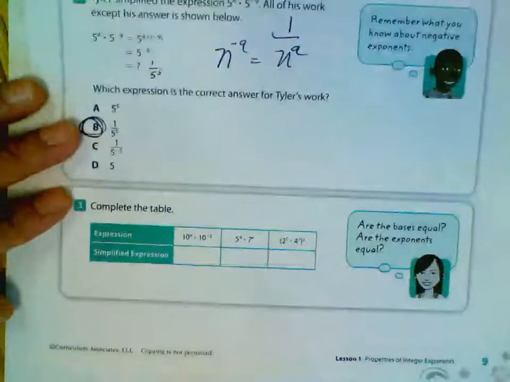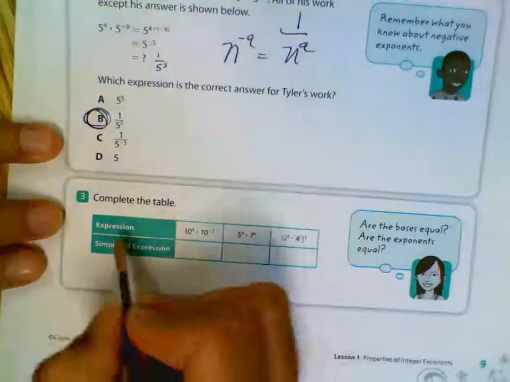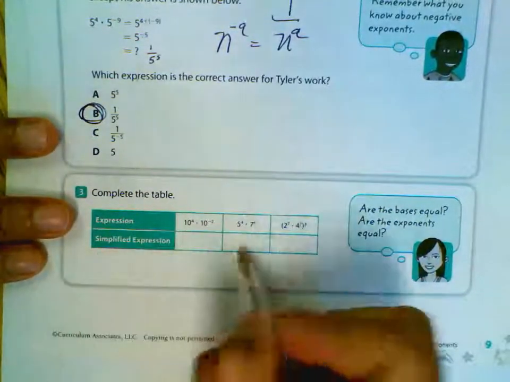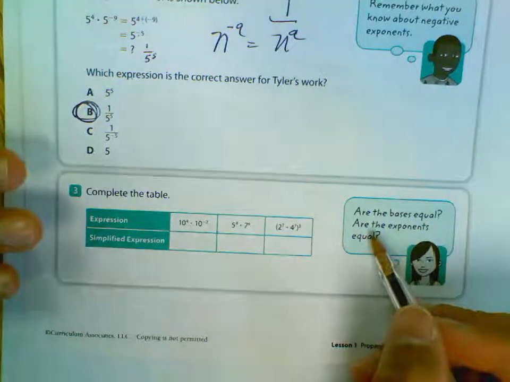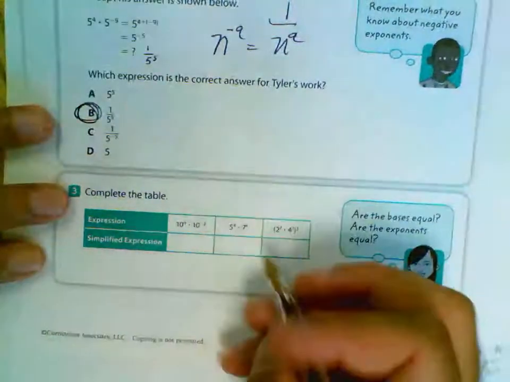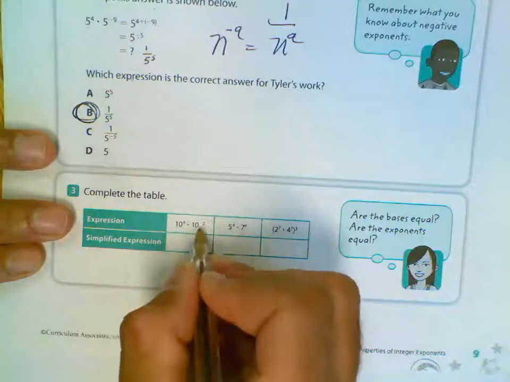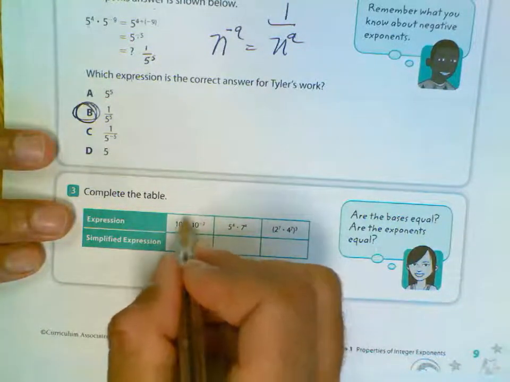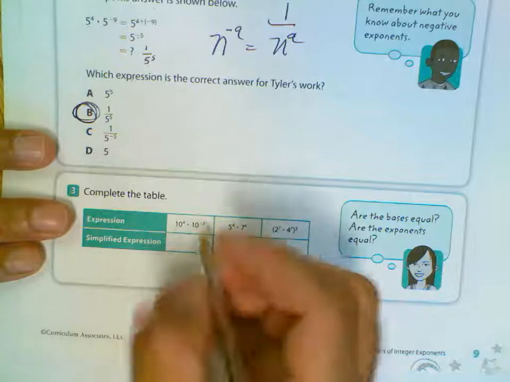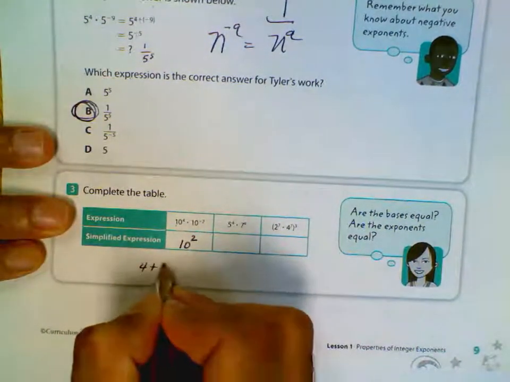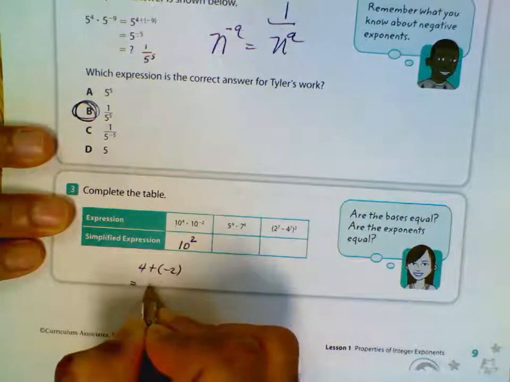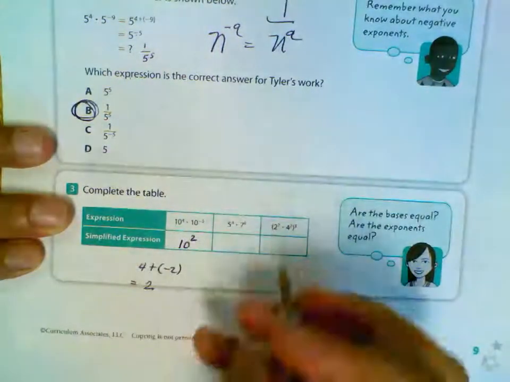Let's complete the table. Expression, simplified expression, are the bases equal? Are the exponents equal? Those are the questions that you need to ask yourself. So in this case, bases are the same, so we add the exponents. 4 plus negative 2 equals 2. So it's 10 to the 2nd power.